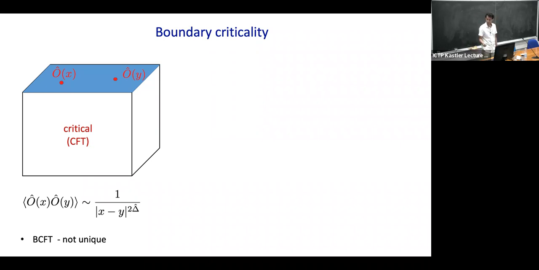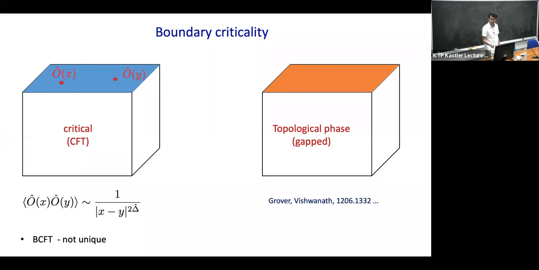Now, this problem of boundary criticality is very old. It goes at least to the 70s and 80s, where it was considered in the context of classical stat mech. But there's been renewed interest in this problem coming mainly from two directions. The first is just improved understanding of conformal field theories coming in part from the numerical conformal bootstrap program. The other direction is from topological phases.